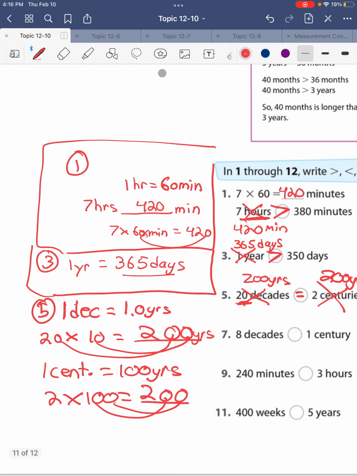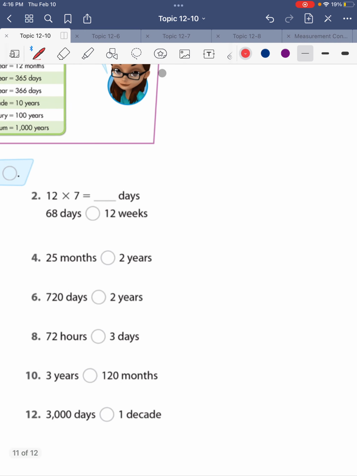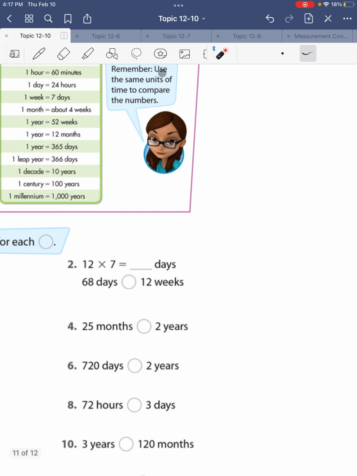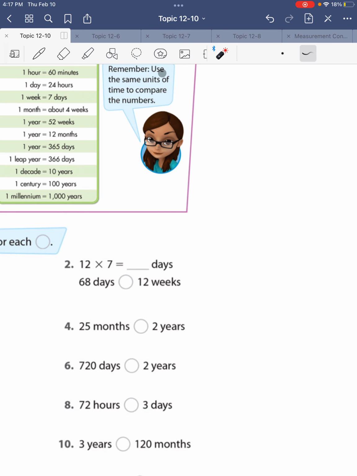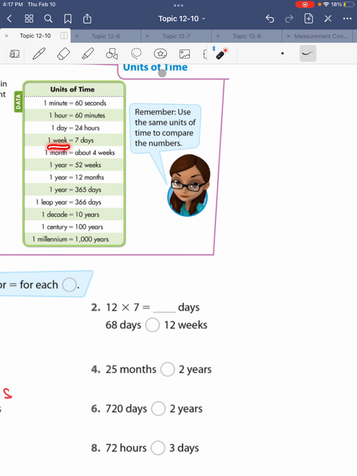Let's see. Okay, I'm not going to do all of them. Okay, I'm going to do 2 over here. So for 2, I have 12 times 7. So it's telling me that I have 68 days. They want me to compare it to 12 weeks, okay? So remember, I'm going to convert the biggest one, which is weeks, okay? So 1 week is 7 days, okay? So I'm going to write that. 1 week equals 7 days, okay? But I have 12 weeks, so that's why I'm doing 12 times 7, okay?